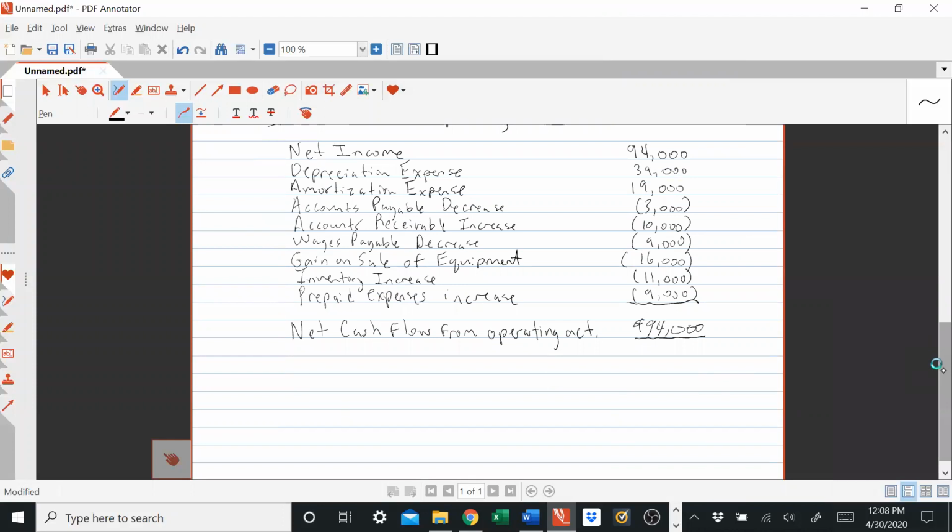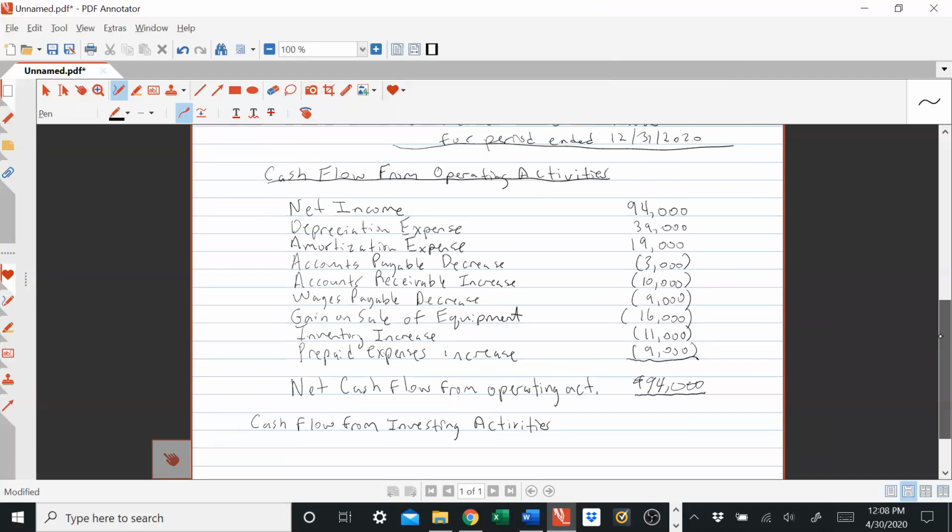Moving on to our next section. Cash flow from investing activities. And you should know that the first section is usually the biggest. There's going to be more stuff here. Investing and financing activities are usually really small sections. There's not as much there.